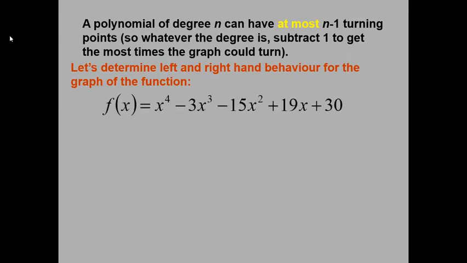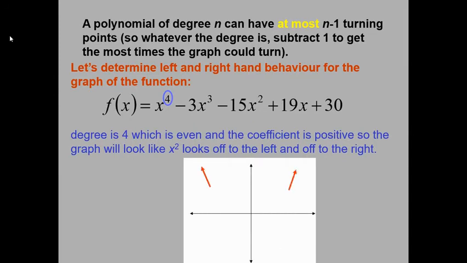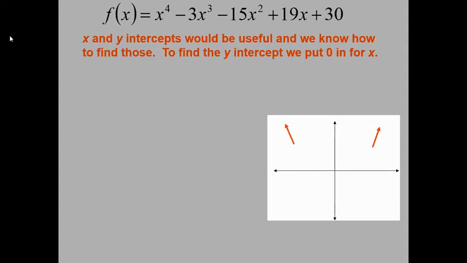Let's determine left and right hand behavior for the graph of the function x to the fourth minus 3x cubed minus 15x squared plus 19x plus 30. Degree is 4, which is even, and the coefficient is positive, so the graph will look like x squared looks off to the left and off to the right. Okay, the graph can have at most 3 turning points. How do we determine what it looks like near the middle?